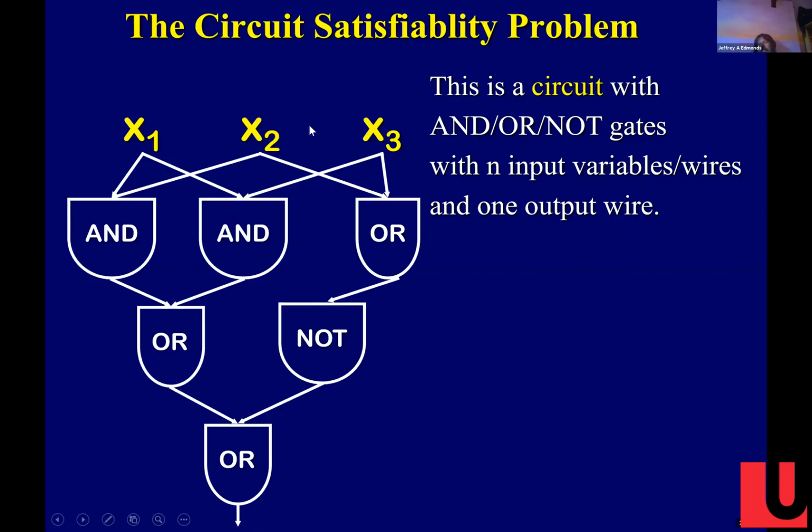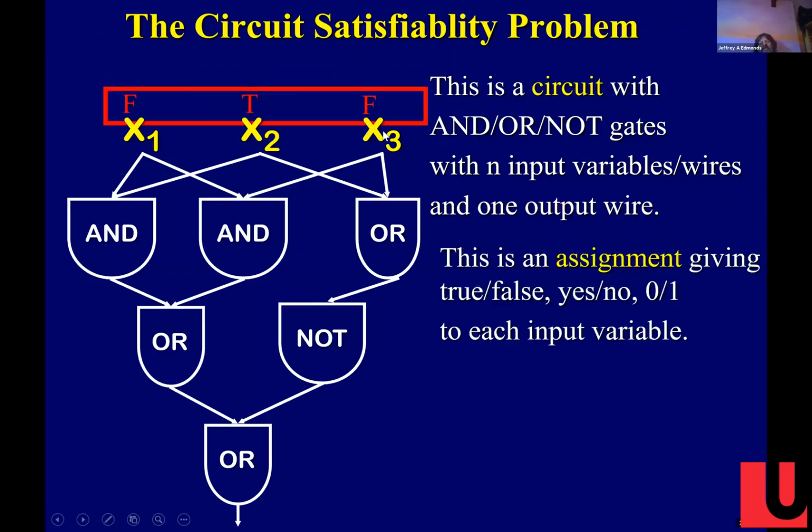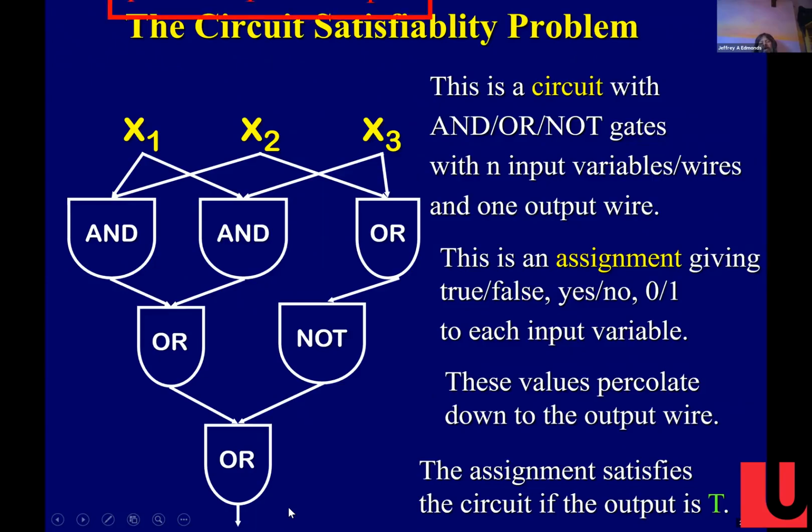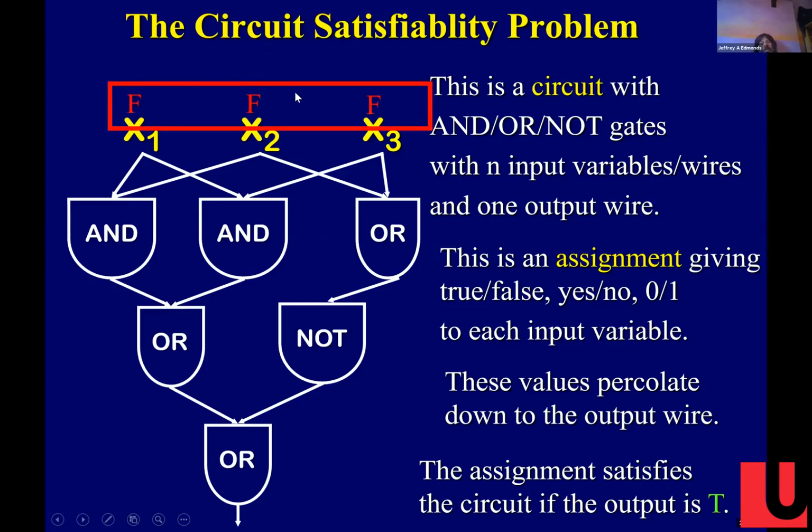And then there are variables, right? And the question is, given an assignment, right, you can have the true false percolate down, and you find out whether this assignment satisfies the circuit or not, right? And our goal is, here's another assignment.